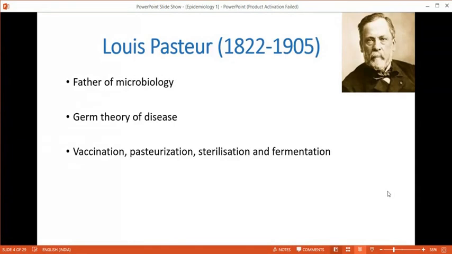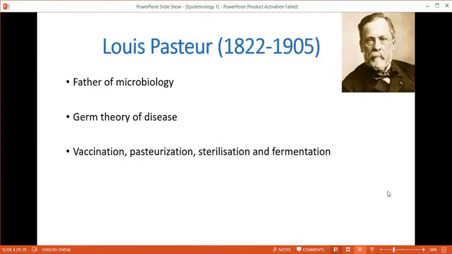And he actually worked a lot on vaccination, and he found out that boiling or heating can kill the organism in it, from which the pasteurization of milk and all was developed. And sterilization, he said, under high temperature and high pressure, if you heat a bottle or container, it becomes sterilized. And he did a lot of work in sterilization and also fermentation, how to grow an organism. So all these things are his inventions.